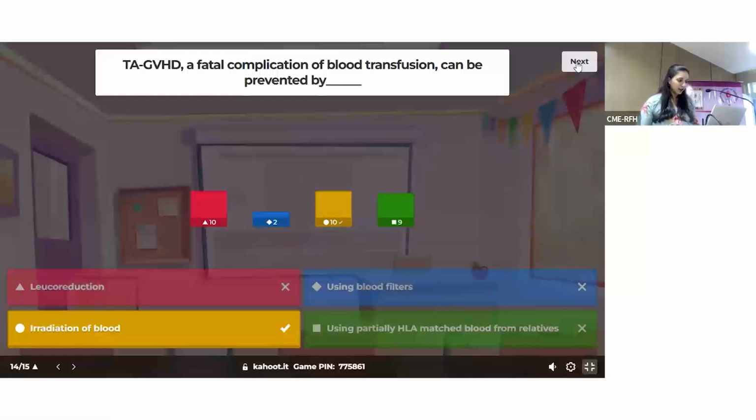Okay. So the answer is irradiation. Leukoreduction does not prevent transfusion-associated GVHD. Blood filters do not help. And using partially HLA-matched blood is actually more prone to causing a transfusion-associated graft versus host disease, because the recipient does not recognize it as foreign, and then the T cells would go and engraft in the marrow and cause a graft versus host disease. So irradiation is the only mechanism which can prevent a TAGVHD. Irradiation should be recommended in all immunocompromised patients, bone marrow transplant patients, Hodgkin's disease patients, and certain primary immunodeficiency patients as well.